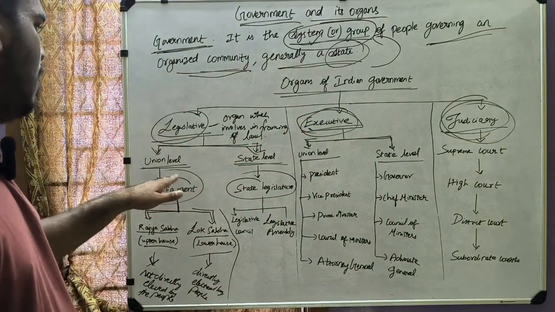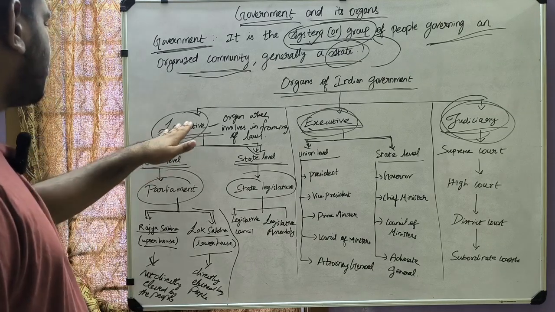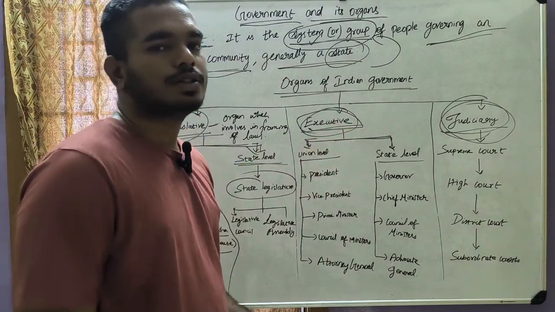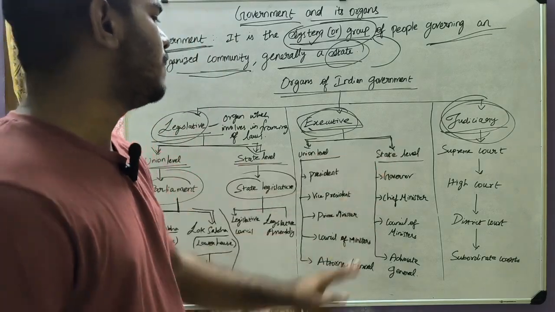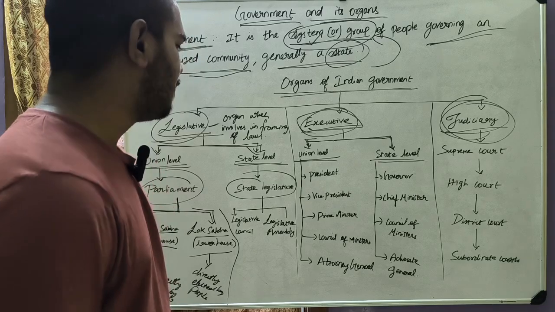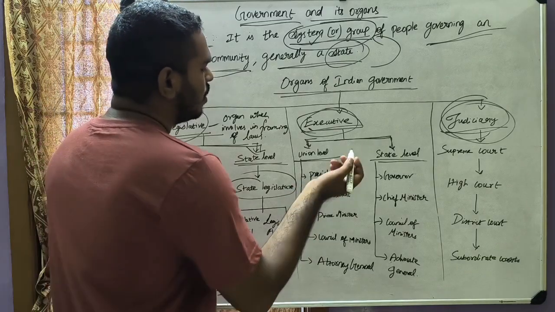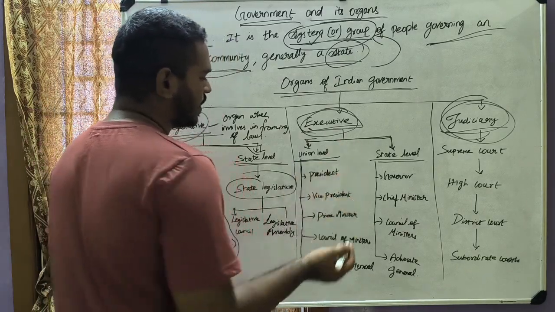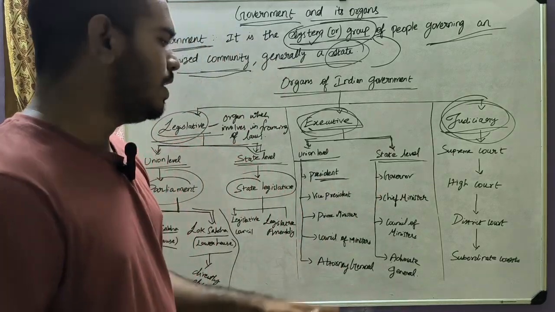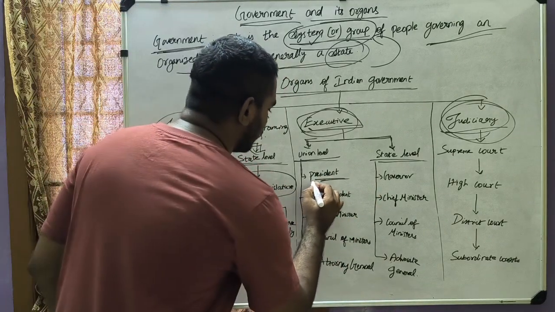As already said in the legislative organs of a government, the executive organs of a government also consist of two levels. One is the union or central level. Another one is the state level. So the union level consists of the following executives. The first one is the president. The president of India is a nominal executive.